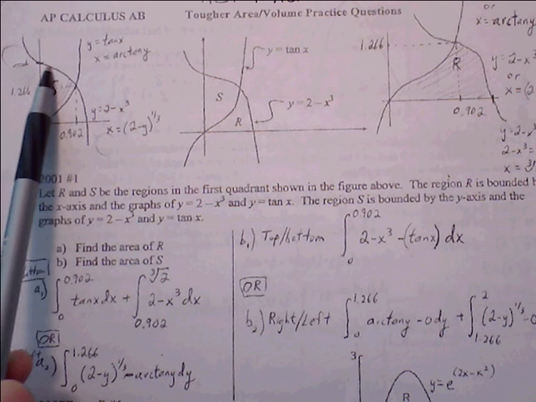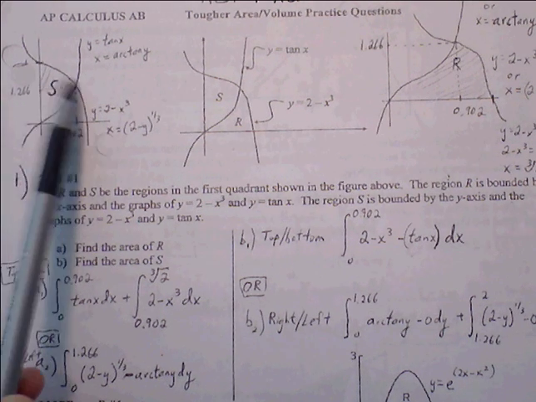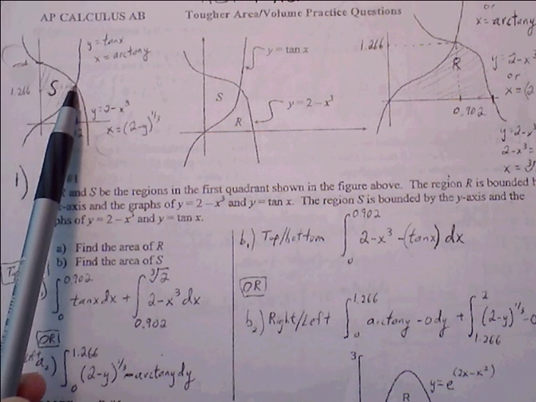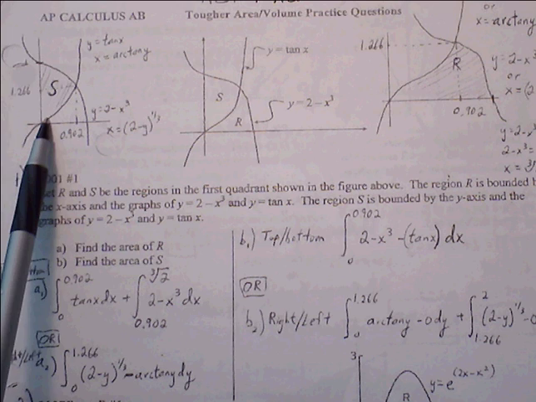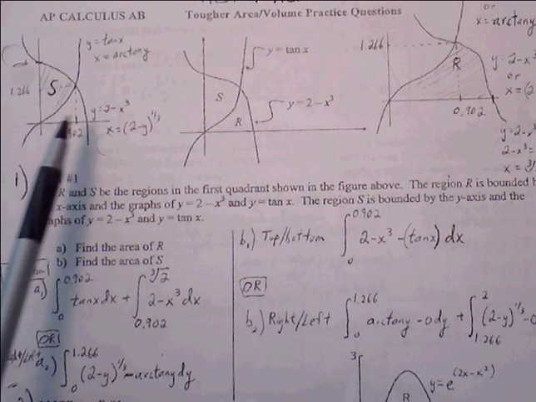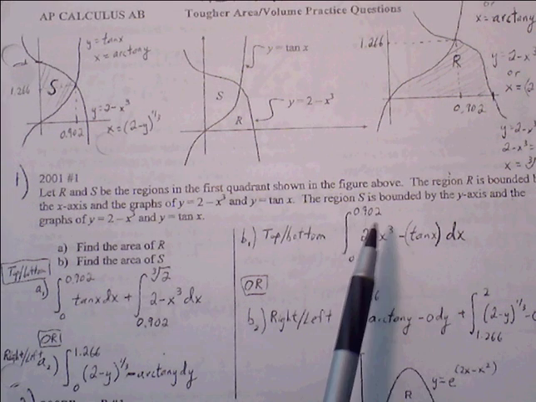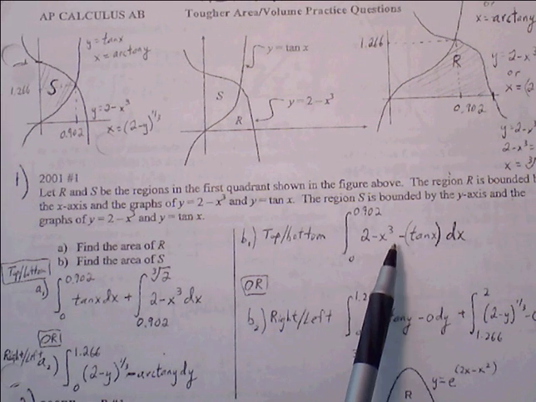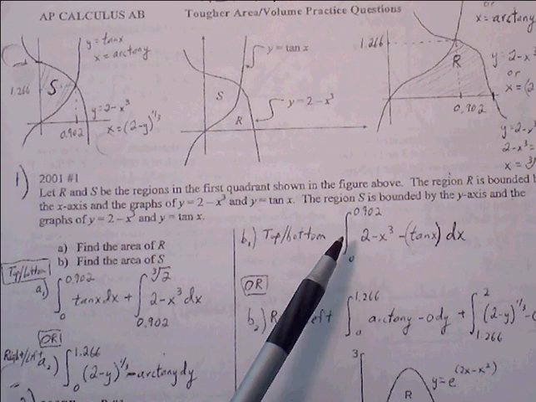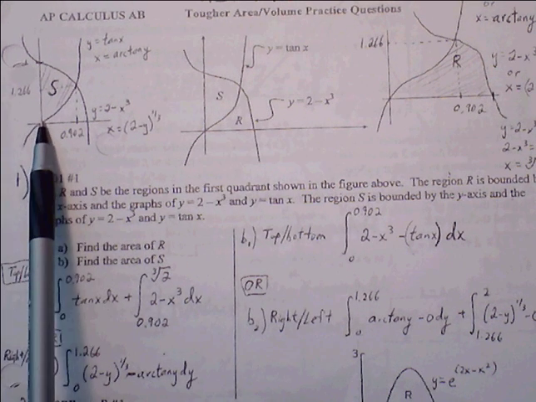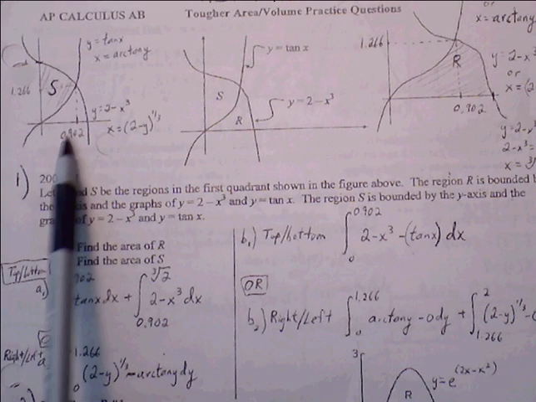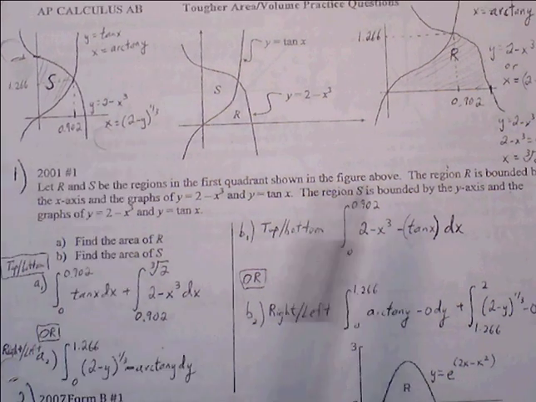Notice that this top curve is consistently the same from the left endpoint to the right endpoint of the region S, and the bottom curve is also consistently the same from left to right. So there's no need to split up our area S equation. We can just do top minus bottom, so 2 minus x cubed minus tangent of x, and then we're finding our bounds in terms of x values. The furthest left x value of the region S is 0, and the furthest right is 0.902.